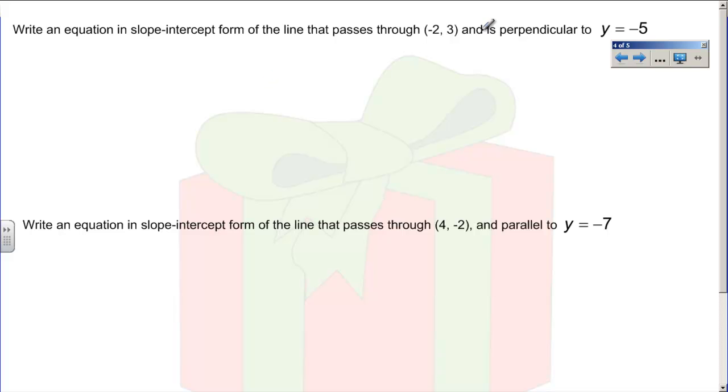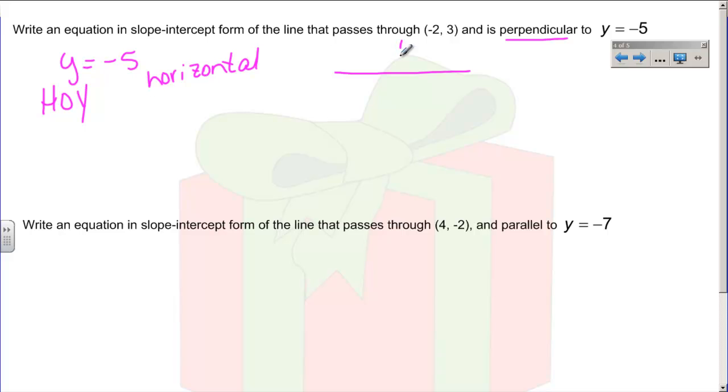So I want an equation of a line that passes through this point, -2, 3, and is perpendicular to y equals -5. Well, what I know about y equals -5 is that it is a horizontal line. Horizontal lines have 0 slope and their equations are y equals. Since this is y equals with no x, this thing is horizontal. So I know that this is a horizontal line, and the only way to have something perpendicular to a horizontal line is for it to be a vertical line. So I need a vertical line that's going to cross through this point.